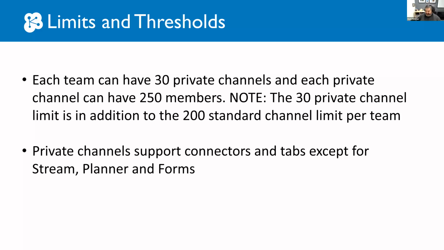Also, if you're on a GCC or GCC High, which is a government tenant, you probably don't have it either. I'm not sure if that applies to anyone there. So up until the private channel release, there was a 200 channel limit per team. That's been increased now to 200 standard channels plus 30 private channels. Does that make sense? I think it probably does. Private channels support connectors and tabs except for Stream, Planner and Forms, but that stuff is coming. So it's basically like a regular channel except for those couple apps. So just a note on that.